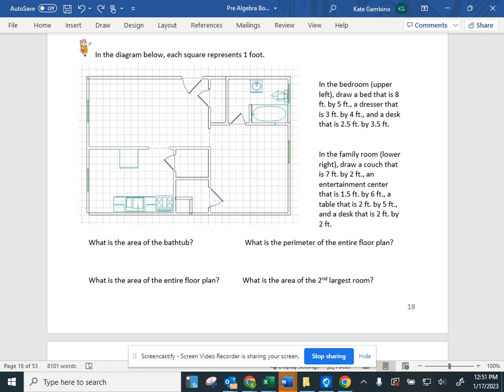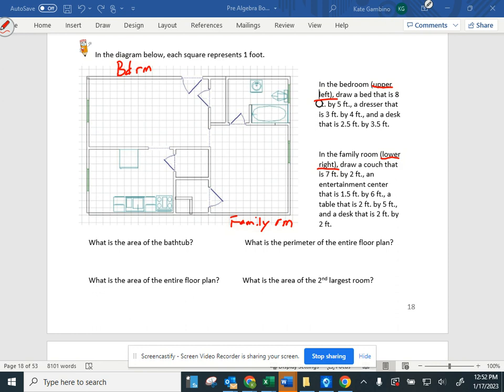Wait, which corner is 2 of them? Upper left. It says in the bedroom, the upper left. So the bedroom is the upper left, that's right here. So this is your bedroom. And the family room is the lower right, so this is the family room. So you need to be able to draw a couch, an entertainment center, a table, and a desk that all fit in that space. So you need to map out where you're going to put everything, knowing how big they have to be.